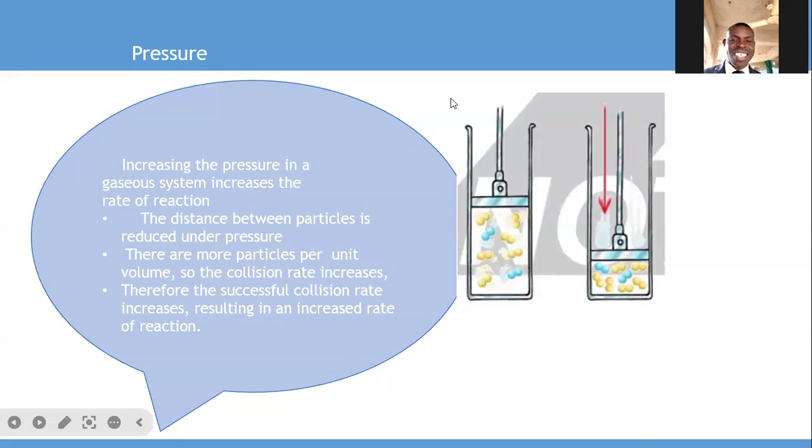So as I was saying, at higher pressure, the particles of the reactant are very close together. Because they are very close, they will collide more frequently. Because they are very close, there will be more collisions or more successful collisions. And then they will collide with the minimum activation energy or more than the activation energy, thus making the reaction go faster. So higher pressure makes reactions go faster because the particles are closer together.